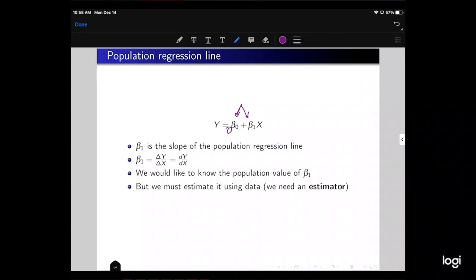We would like to know the population value of beta 1 and beta 0, but of course we don't have data on the entire population, and so we need an estimator. Just like we didn't know the expected value or the population mean, we needed some estimator of it, and so we had the sample average. And now we're going to need an analog to that for a sample regression line.